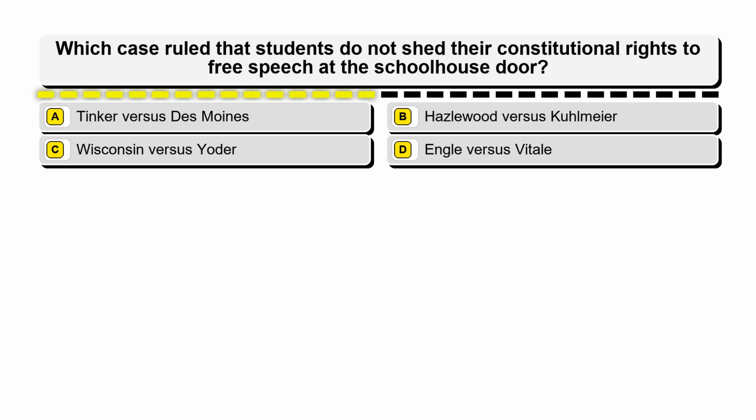Option A, Tinker v. Des Moines. Option B, Hazelwood vs. Kohlmeier. Option C, Wisconsin vs. Yoder. Option D, Engel vs. Vitale.